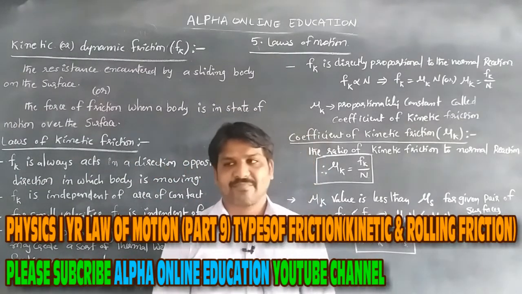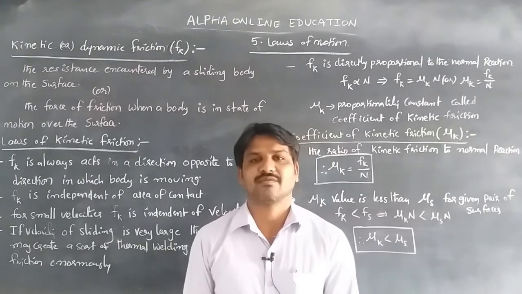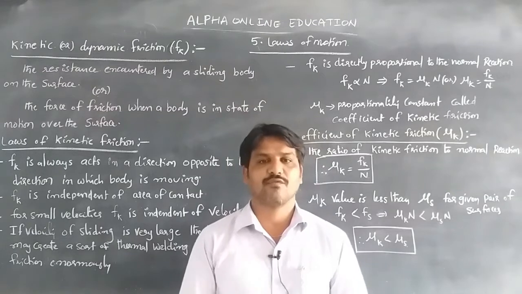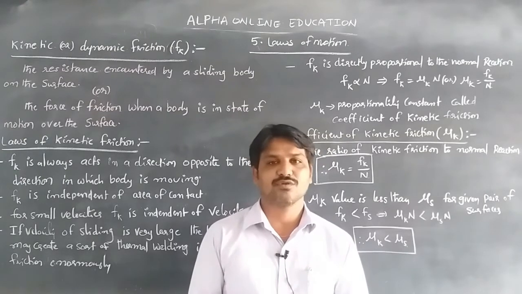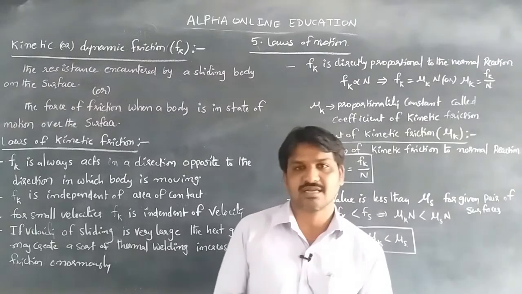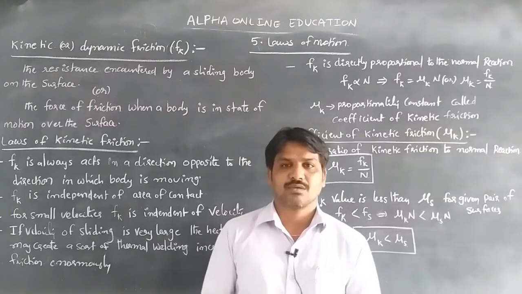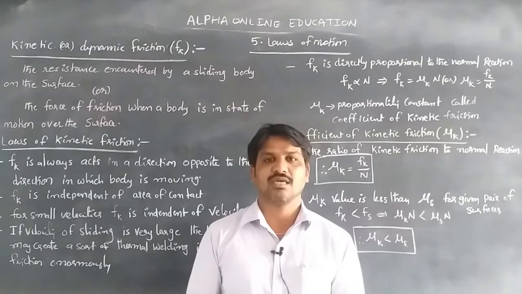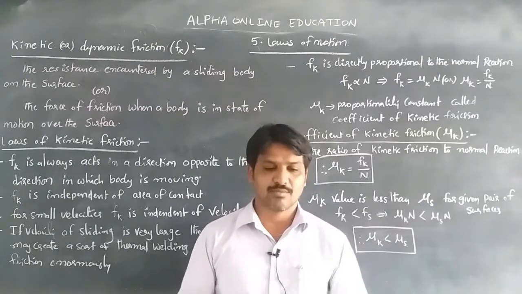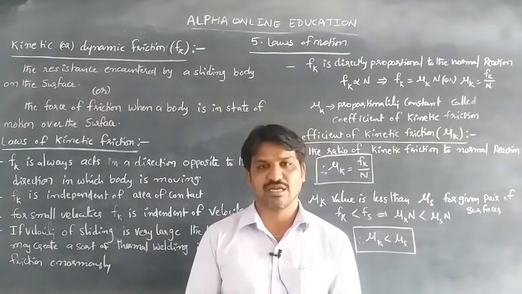Kinetic friction. We know what friction is. Whenever one body stays on another body, the force acting between the two surfaces, when the body is trying to move or moving, opposite to the motion, is considered a frictional force. That frictional force is of three types: static friction, limiting friction, which is the maximum static friction, and when the body is sliding or rolling over another body, it is considered kinetic or dynamic friction.